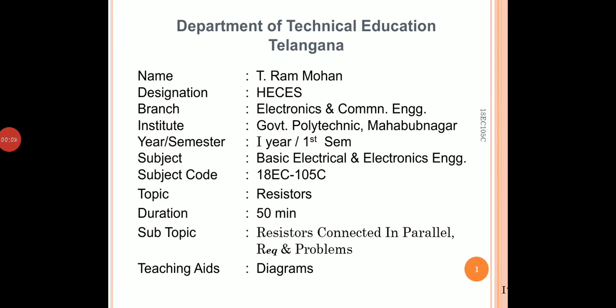Hello, this is Ram Mohan. I am working as head of the department for Electronics and Communications Engineering section. I am currently placed at Government Polytechnic, Mahabubnagar. The subject I will be dealing with is the basic electrical and electronics engineering.